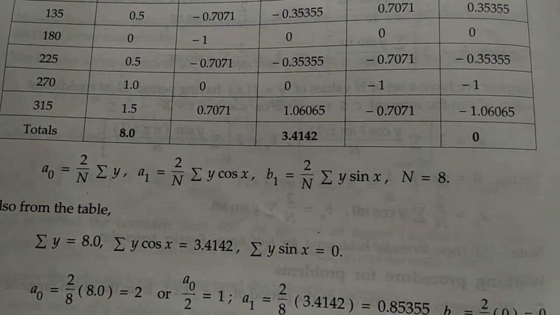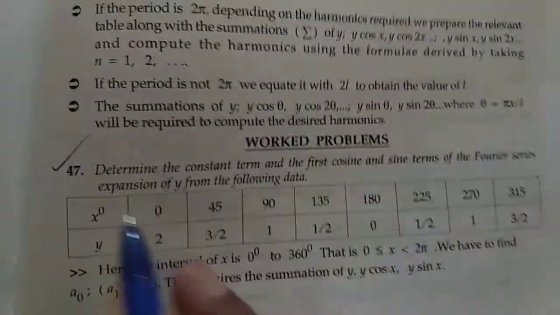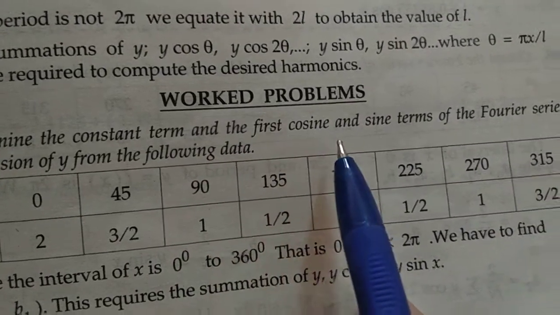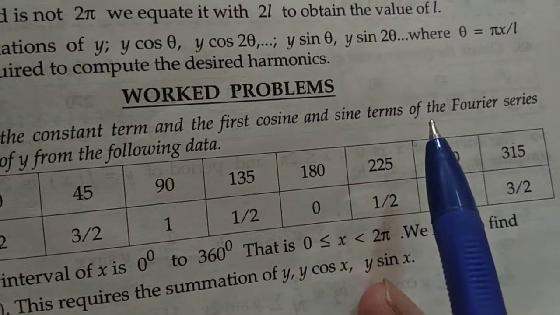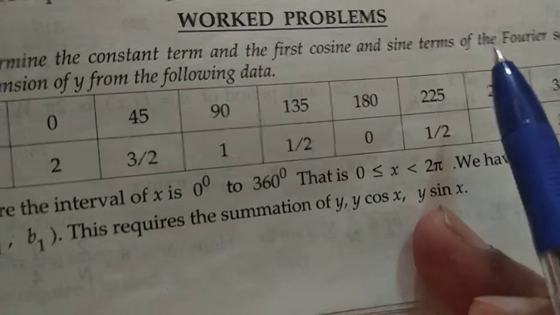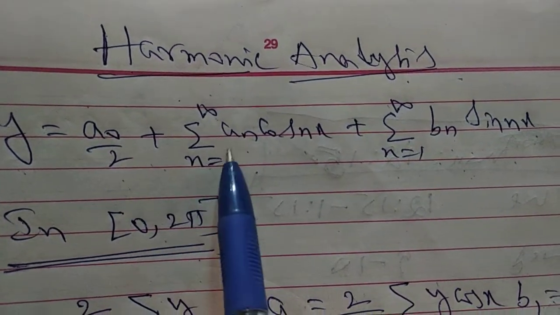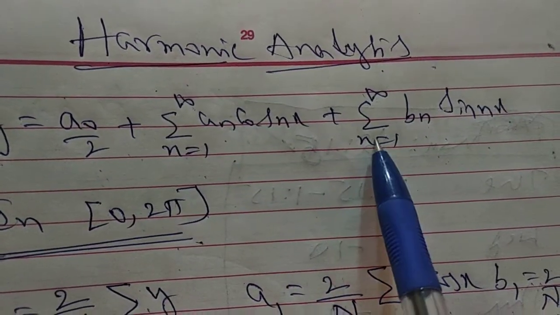Why do we find a naught, a1 and b1? See, in that question, obtain the constant term and the first cosine and sine terms of the Fourier series. So the Fourier series is given by the formula y is equal to a naught by 2 plus summation of a n cos n x plus summation of b n sin n x.